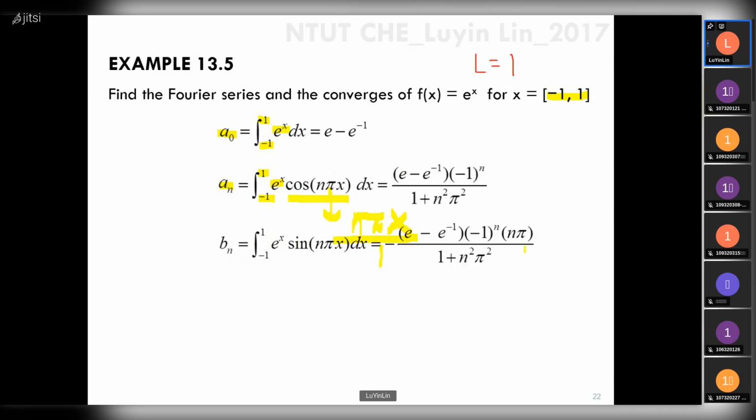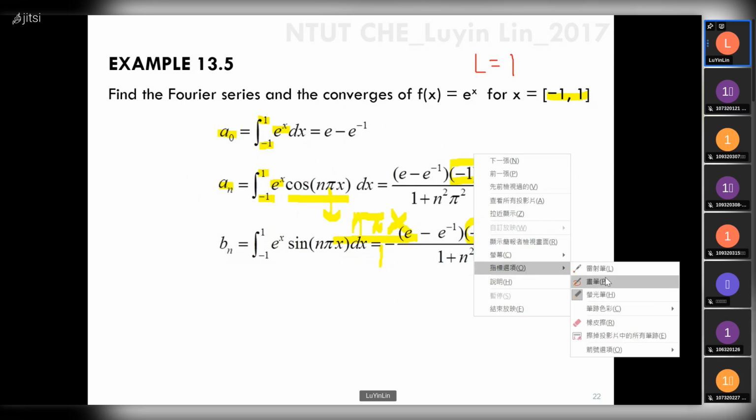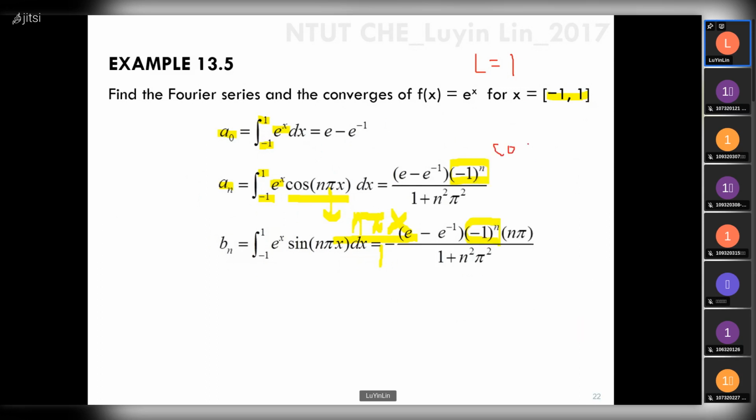I want to mention one thing. It is -1 to the n, so this one is cosine n pi. During the calculating process, you will get cosine n pi, and for the final answer you replace cosine n pi using -1 to the n.